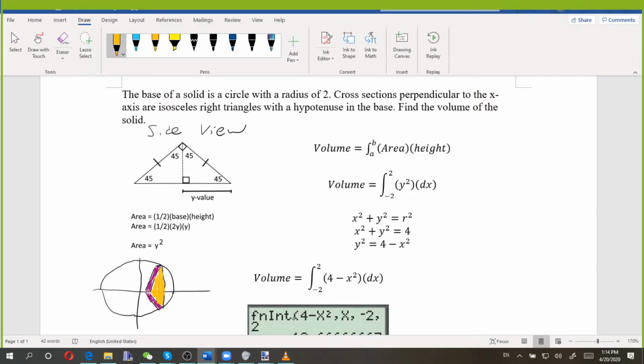Okay, so this in yellow is our two-dimensional area, which from the side view would look like this. So here's all of our triangle in yellow.